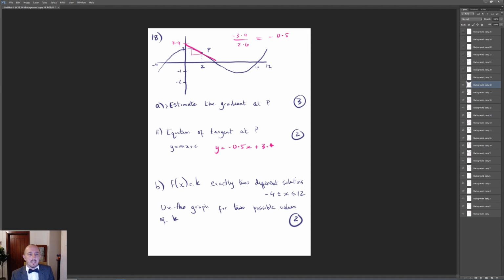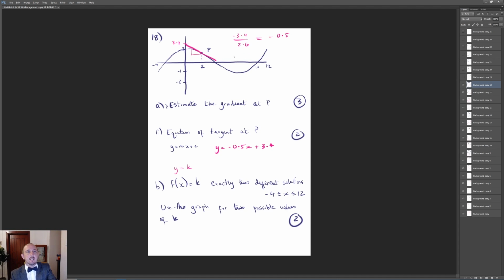Question B, where we had f of x equals k, remember f of x is the same as y. So y equals k is a horizontal line, and it says that it has two different solutions, whereby that graph will cut at two possible values of k. If you think about a horizontal line and you draw it going through anywhere here, where they intersect is the solutions, and there's 3 of those there.